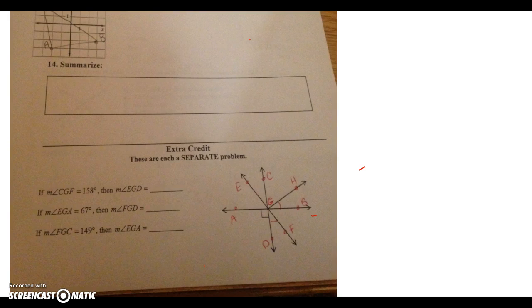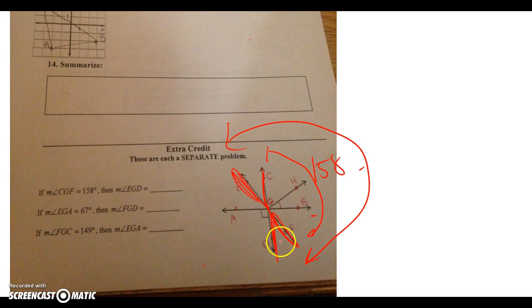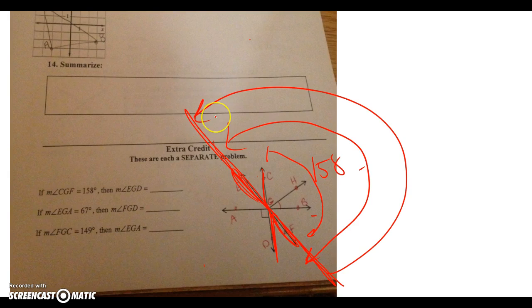It says, if the measure of CGF is 158, what's EGD? So what's E all the way to D? So we're going this direction, right? And these two little pieces will be the same because they are vertical angles. But notice, right here, this is a straight line, isn't it? So all the way from this side of the straight line to this side is 180 degrees. And we know this much of it's 158. So that means that little section is 22.